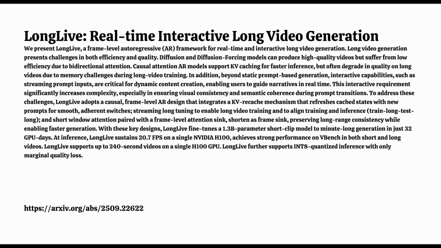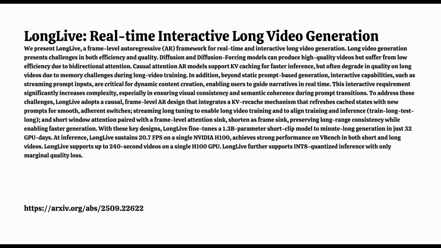Welcome to the Deep Dive. We're here to unpack complex research and make it usable knowledge for you. Today we're looking at LongLive. It's a really interesting new framework for generating long videos interactively in real time. Think about creating high-quality video that stretches on, but also video that you can actually steer as it's being made.